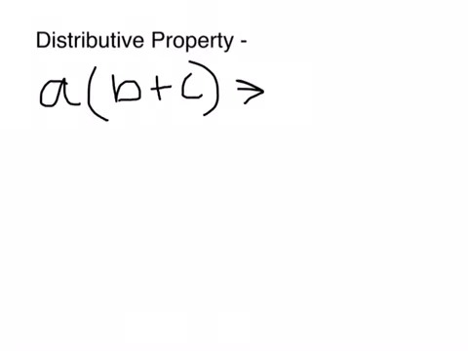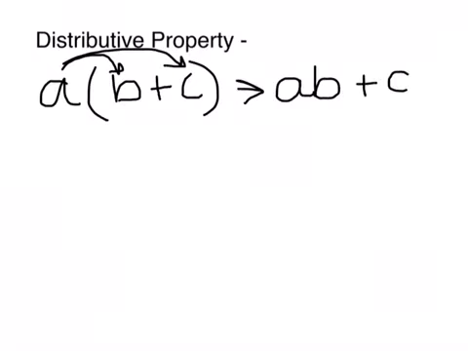The distributive property is a way of simplifying an algebraic expression where a number or variable is multiplied on the outside of parentheses. For example, if we're given A times (B plus C), this can be simplified by distributing the A to both the B and the C. Now A is multiplied, so we do A times B, which gives us AB, and then we do A times C, which would give us AC.